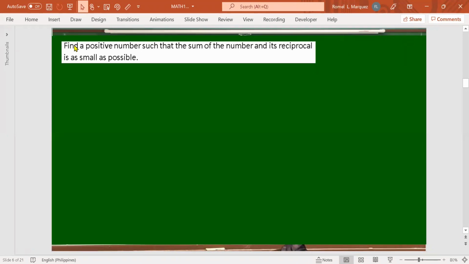Okay. Let's have now applications. Find a positive number such that the sum of the number and its reciprocal is as small as possible. So let x be the positive number that we are looking for. Okay? So 1 over x is what? Its reciprocal.